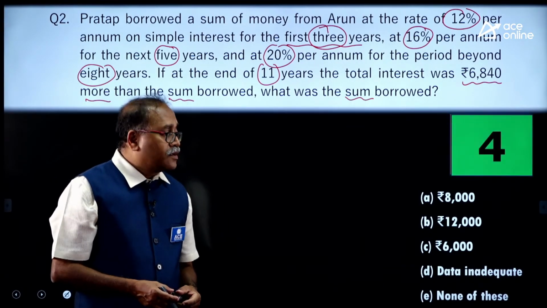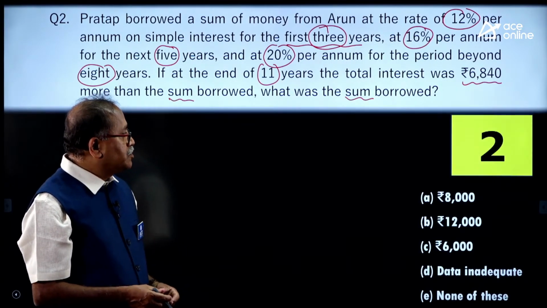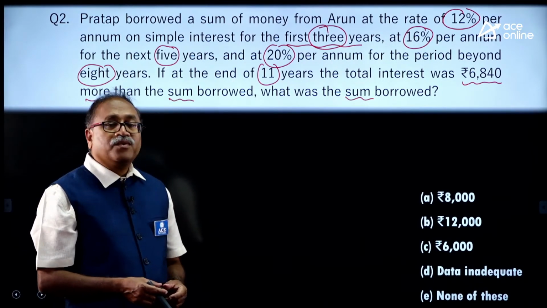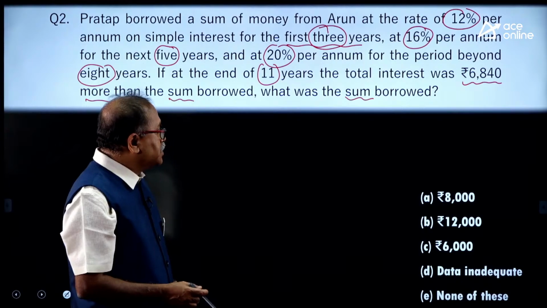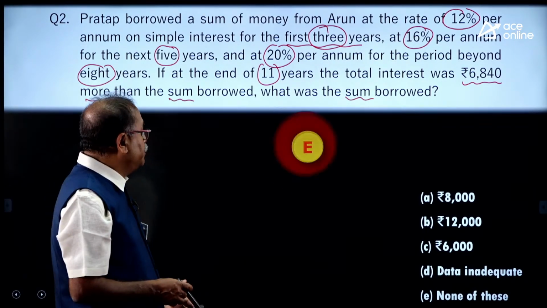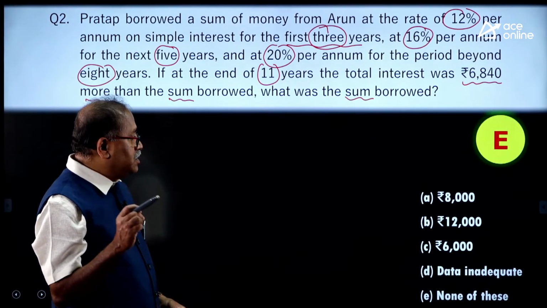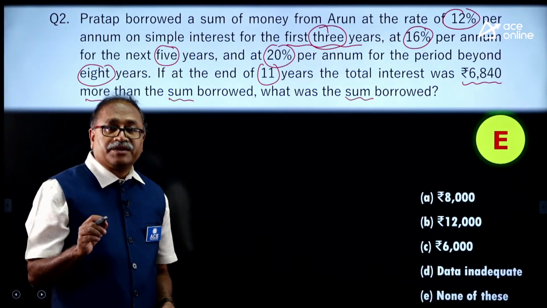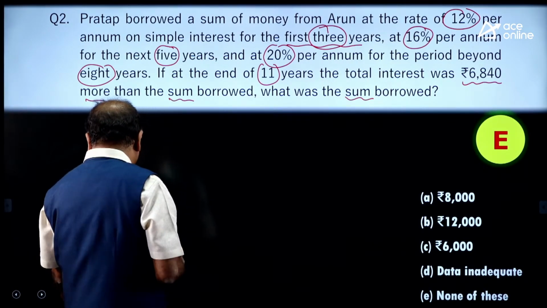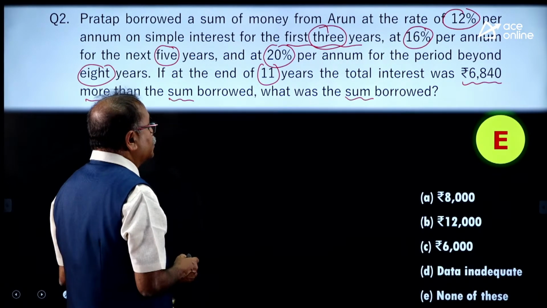Okay, time is going to get over. Let me check your option. If your option E is none of this, then it is correct. So, what is the way to answer this question?